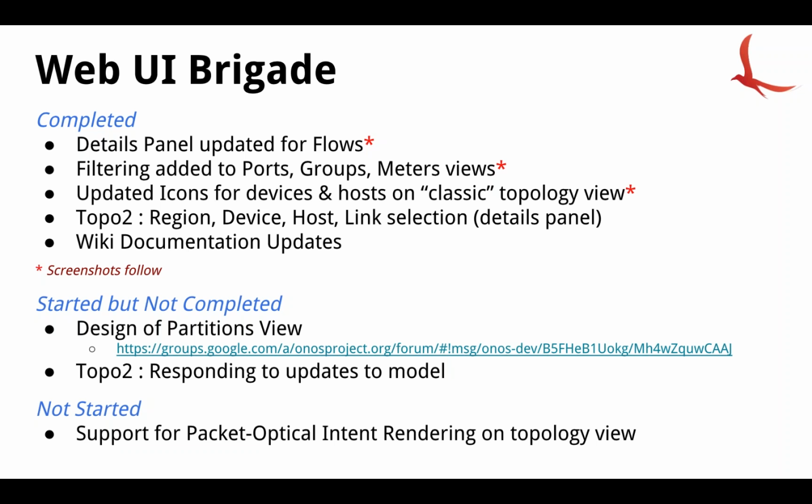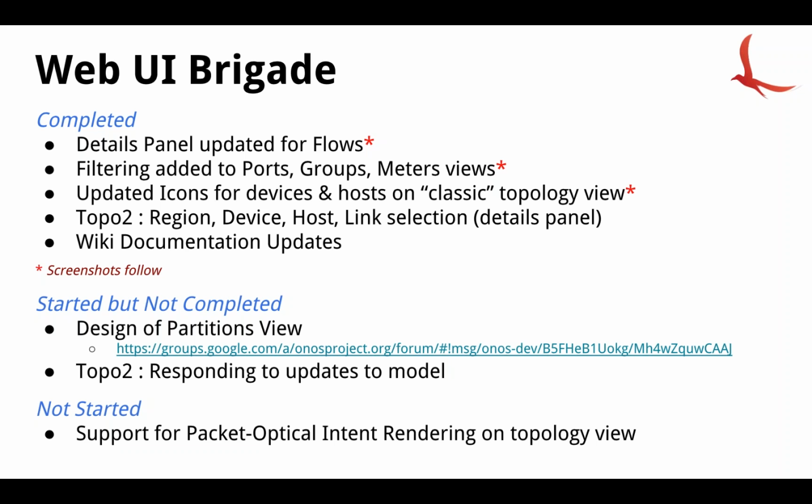So there's a view that you can select for a device that shows flows on the device. You can select a specific flow, and we'll pull in a details panel which breaks down the constraints and the treatments into a more palatable form for reading. We've also had filtering capability added to the ports, groups, and meters views. So that's client-side filtering. If you have a long table, you can put things in the search box and filter the view to just that.